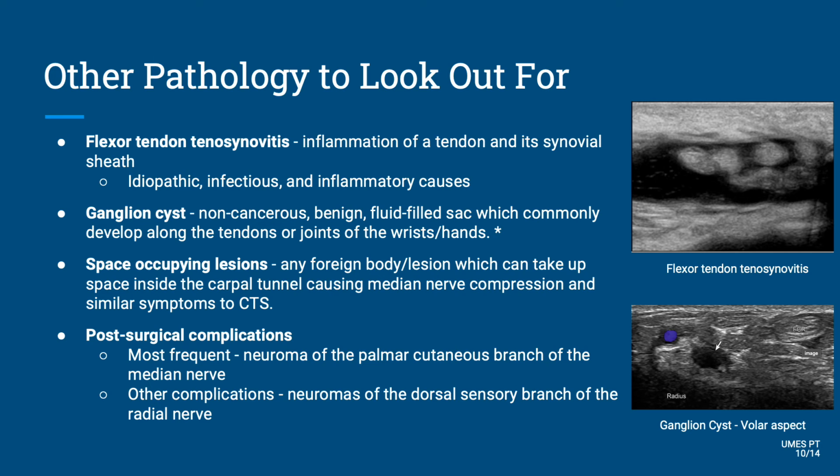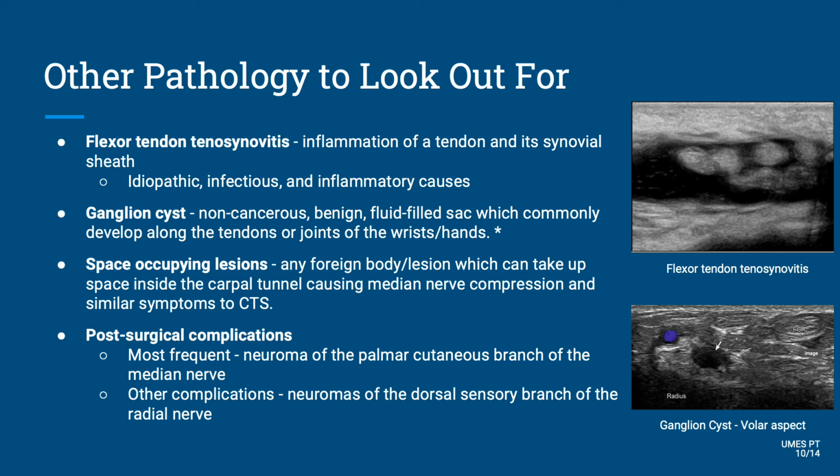Then you have ganglion cysts, which are non-cancerous benign fluid-filled sacs, which commonly develop around the tendons or joints of the wrist and hand. They're thought to mainly reside on the dorsum of the wrist. However, one study found that the most common location, in 63% of patients, was the volar wrist between the radial artery and the flexor carpi radialis, and 20% of patients had it on the dorsal location superficial to the scapholunate ligament.